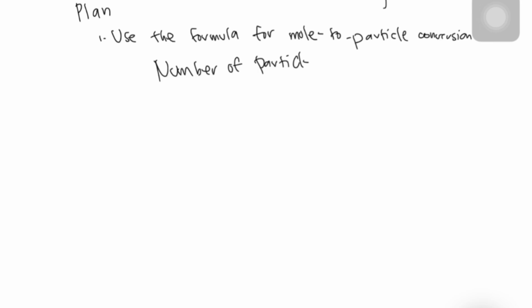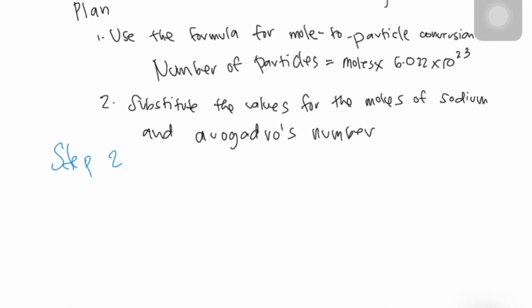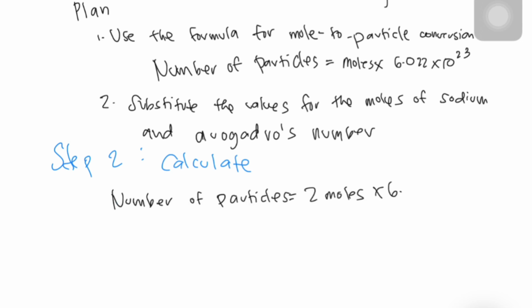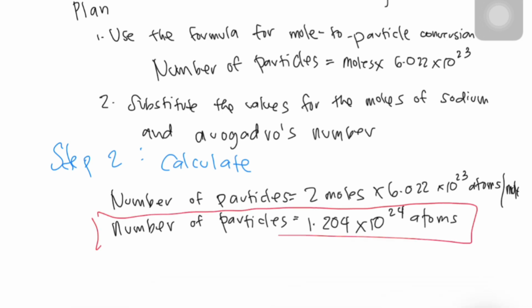Then for our plan, use the formula for mole to particle conversion, which is the number of particles is equal to moles times 6.022 times 10 raised to the 23rd. Then, we substitute the values for the moles of sodium and Avogadro's number. Let's proceed to step 2. Calculate. Number of particles is equal to 2 moles times 6.022 times 10 raised to the 23rd atoms per mole. Then we have the number of particles is equal to 1.204 times 10 raised to the 24th atoms.